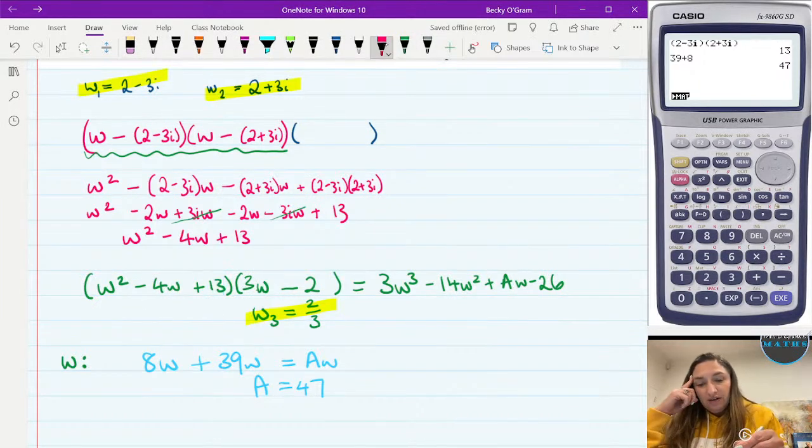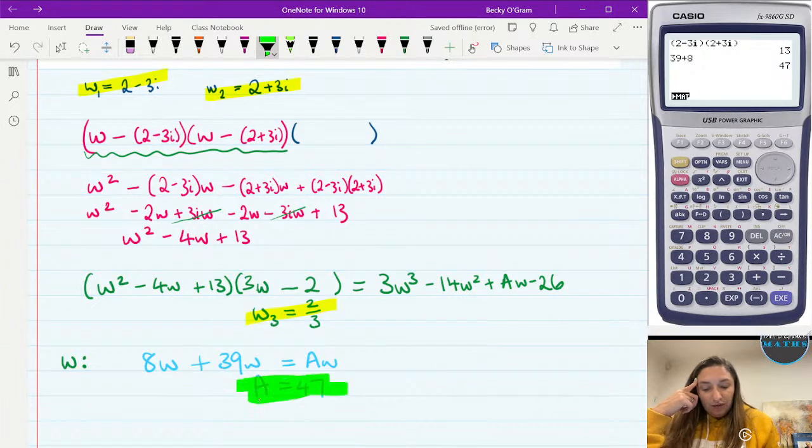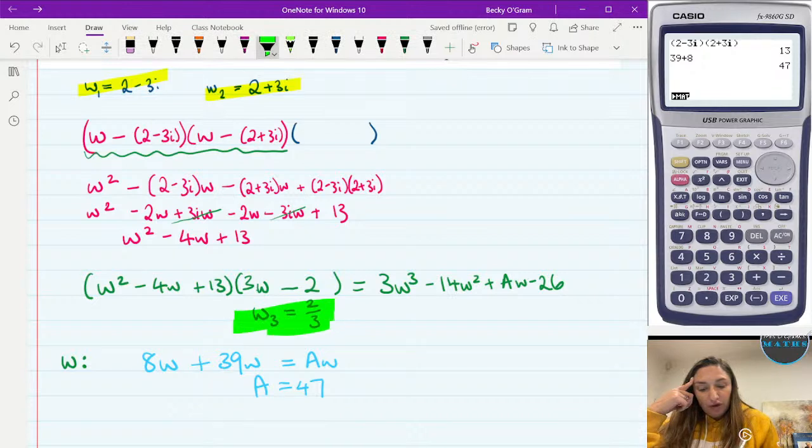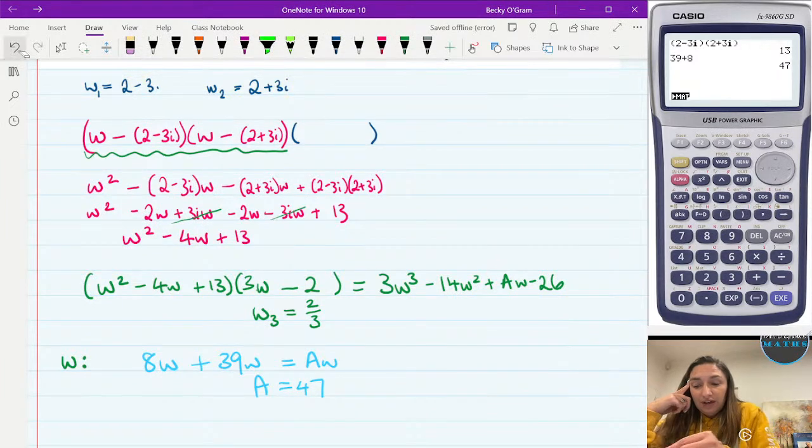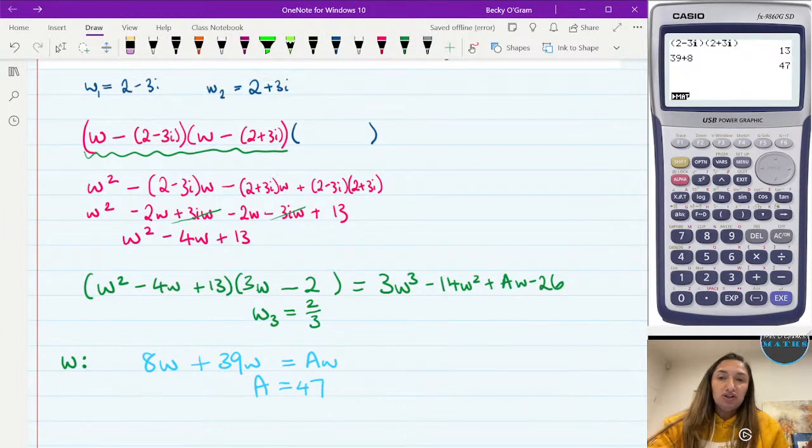So you can have an achieved if you get the, what should we highlight this with? Let's highlight it green. If you get a equals 47, that's worth an achieved. If you get one of the roots being 2/3 on its own, that's worth an achieved. If you got this quadratic, that was also worth an achieved. And if you wrote down the conjugate as a root, that was achieved. Now, you don't get multiple achieved within this question, but there are multiple places where you could get the one achieved mark.